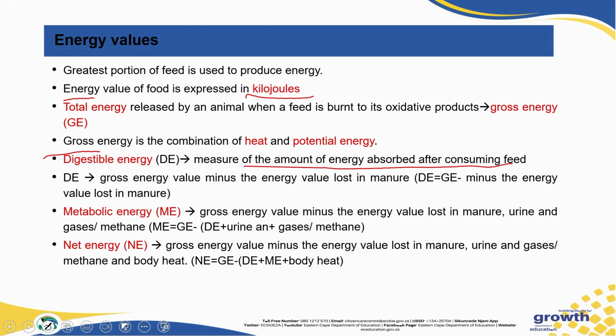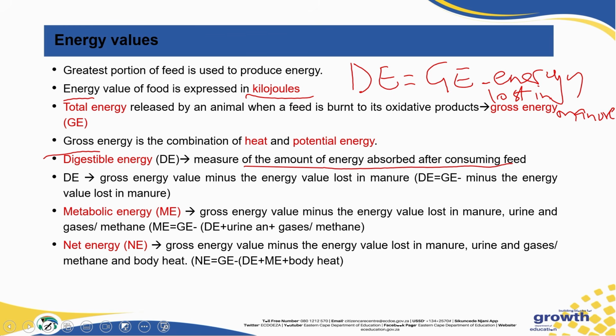Digestible energy is the amount of energy absorbed after feed has been consumed. The measure of the amount of energy absorbed after consuming a feed. Now, when we do a calculation of digestible energy, we say digestible energy is equal to gross energy minus energy lost in manure.